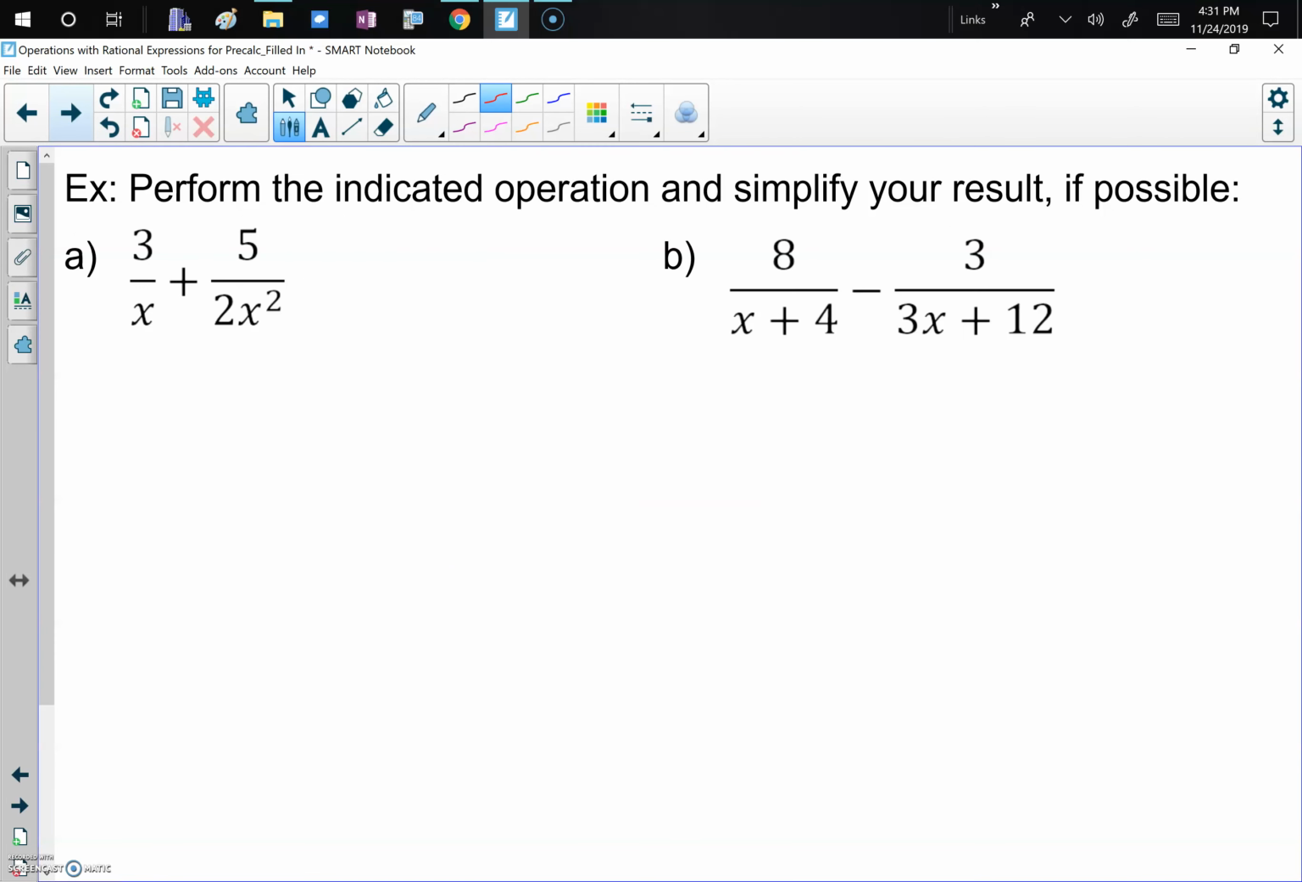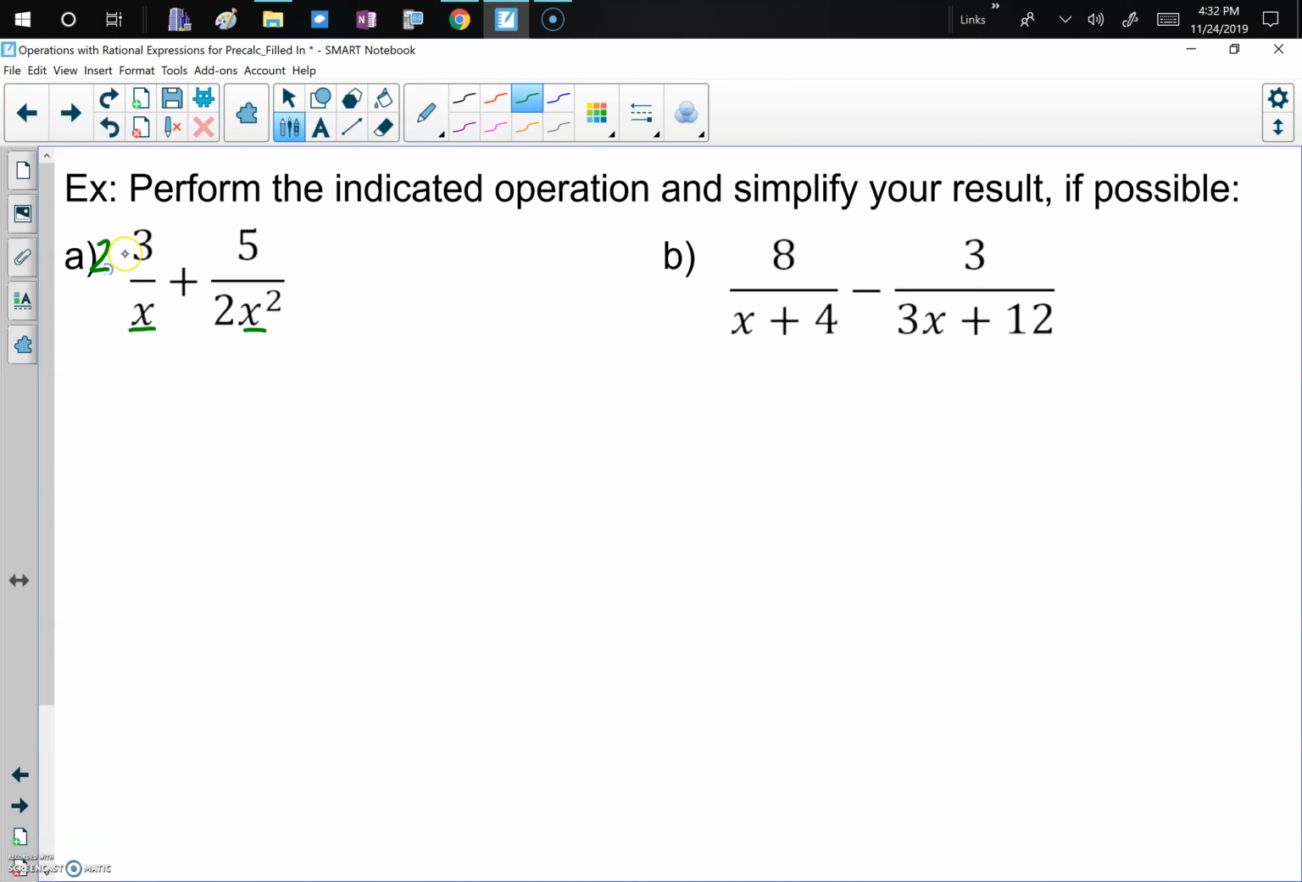So let's try this a little bit more and some more complex expressions. Looking at example A here, again, we don't have a common denominator, so we need to make a common denominator. Comparing my two fractions, I can see they do have an x in common. However, my second fraction has a 2 and an extra factor of x inside of it that the first one doesn't.